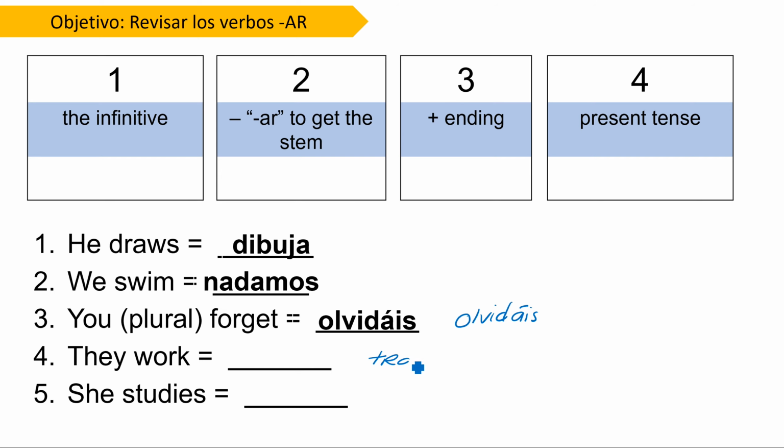The next one, they work. Well, to work is trabajar. Take off my AR. They, o, as, a, amos, áis, an. Adding my endings, trabajan. Muy bien. The next one, she studies. Estudiar. Just take off my AR. And she and he is o, as, a. The ending is a. So he or she studies is estudia.